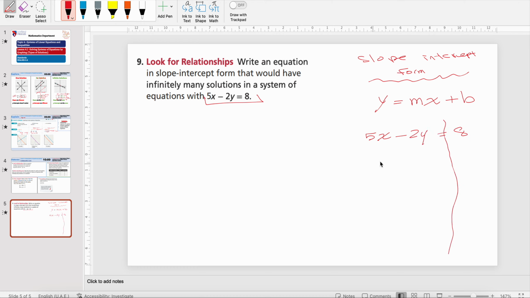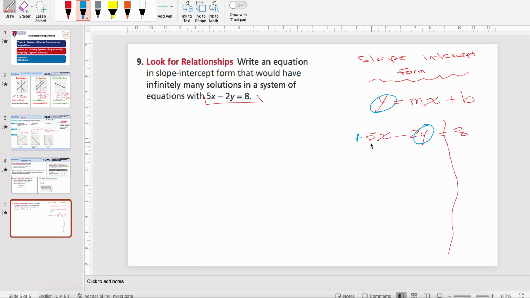Try to isolate the y. So I want to try to isolate the y. Have the y alone. Why? Because as you can see in slope-intercept form, we have y alone. Okay? So we have 5x that is positive. We need to cancel it. And we have negative 2, we need to cancel it.